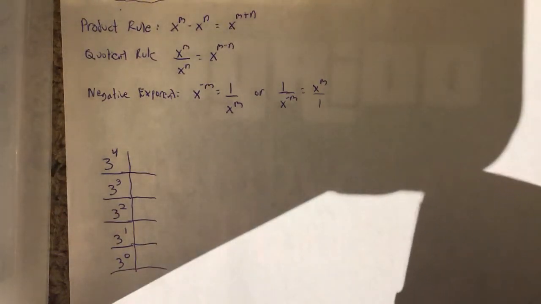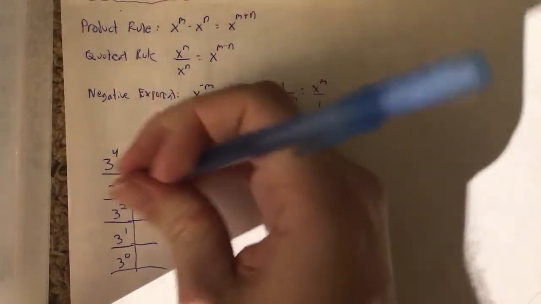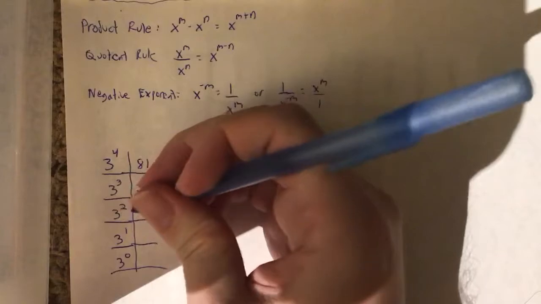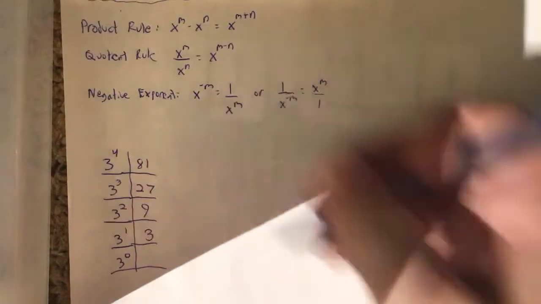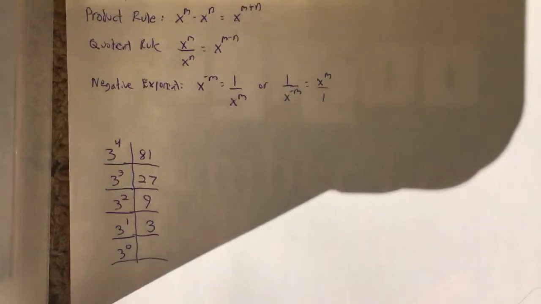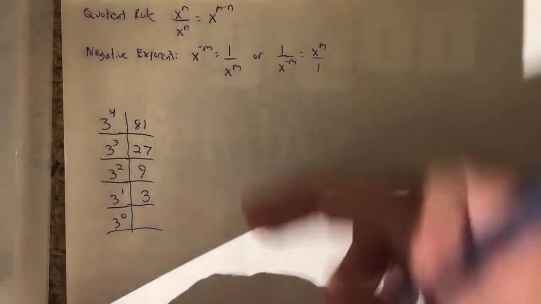3 to the 4th is really just 3 times 3 times 3 times 3. That's 81. 3 to the 3rd is 27. 3 squared is 9. And 3 to the 1st is 3. Just looking at this, do you see a pattern going on?